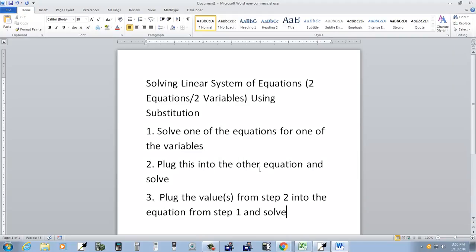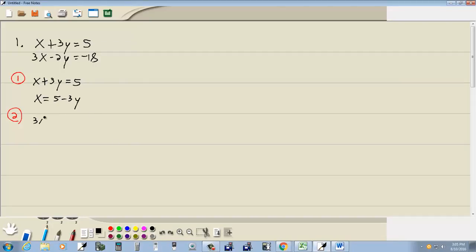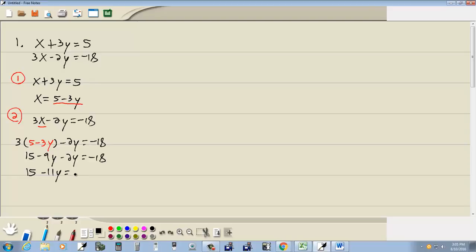Step 2. Plug this into the other equation and solve. Our other equation is 3x minus 2y is equal to negative 18. We just said that x is equal to 5 minus 3y, so we're going to replace the x here with 5 minus 3y. Everything else remains the same, but the x becomes 5 minus 3y. And notice I say plug this into the other equation and solve. So 3 times 5 is 15. 3 times negative 3y is negative 9y, minus 2y equals negative 18. Negative 9y, negative 2y is negative 11y equals negative 18.